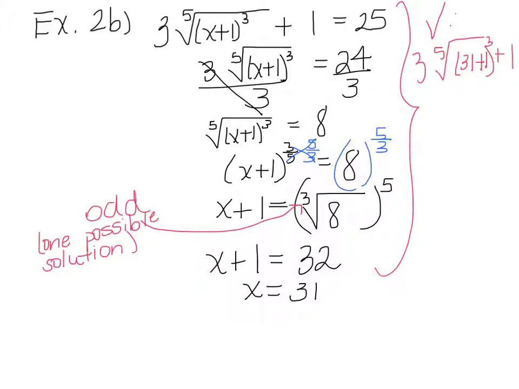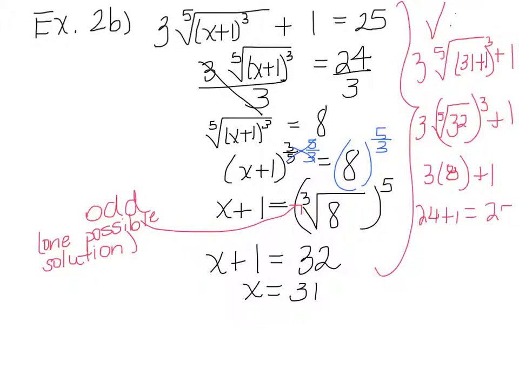Okay, so we got 31 plus 1 is 32. So I'm going to do the 5th root of 32, and then I'm going to cube it. So the 5th root of 32 is 2. 2 cubed is 8. So I'm going to get 24 plus 1. So I get 25 on the left side and 25 on the right. So 31 is my solution.